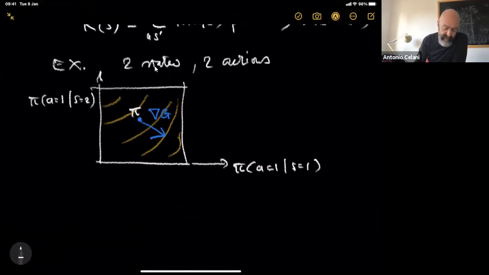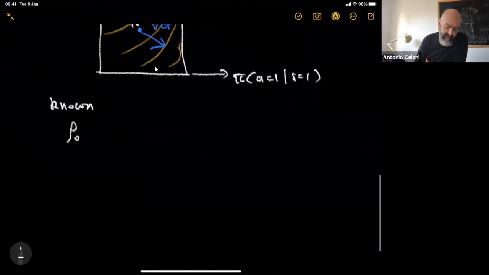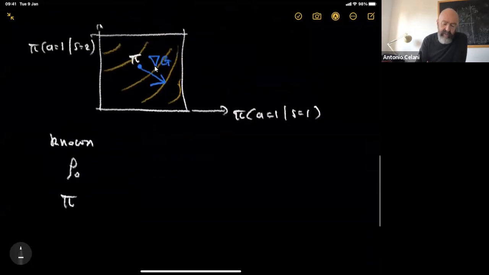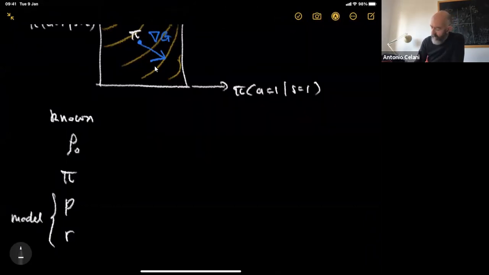Remember, we start with some things that we know. The known things are the initial density, the initial distribution over states, the policy, which is something we choose at any given point in this space of policies. Then we know the transition probability small p, and we know the rewards R. These are parts of the model that we have and we assume to be correct.